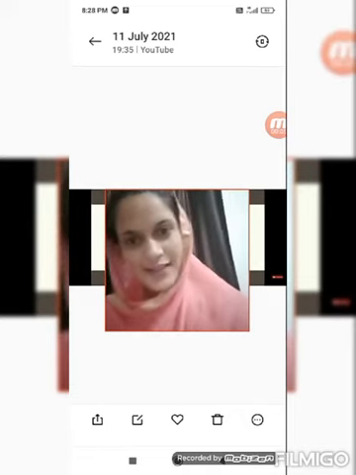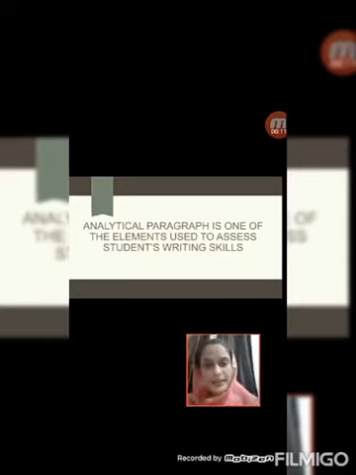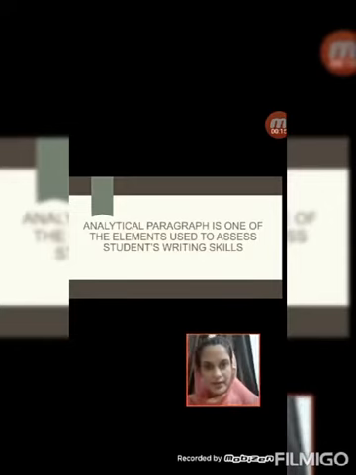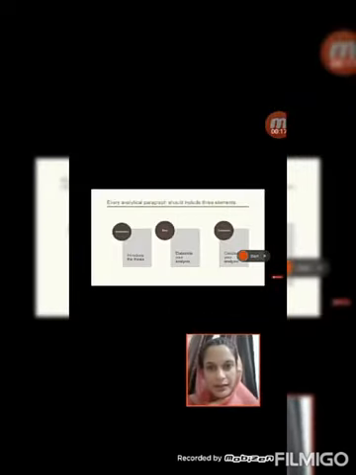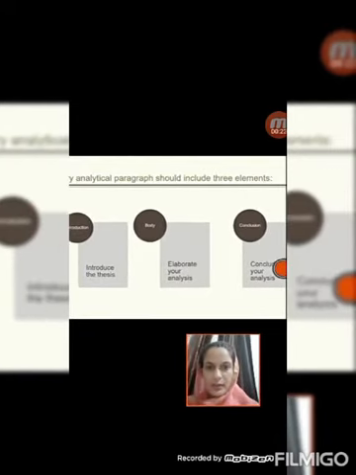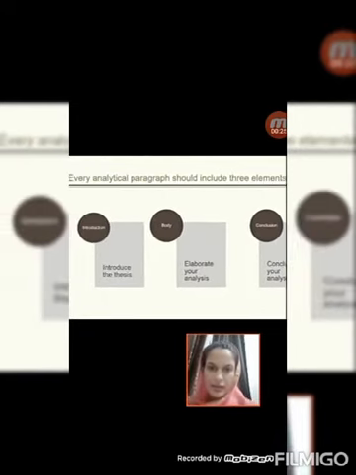So let's get started. Analytical paragraph is one of the elements used to assess students' writing skills. Every analytical paragraph should include three elements. First is introduction, second one is body, and third is conclusion.